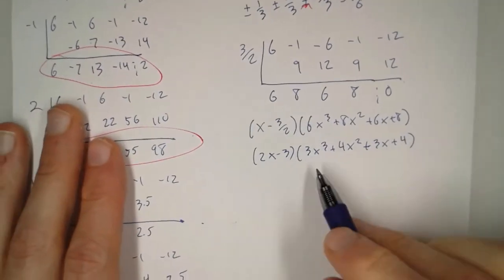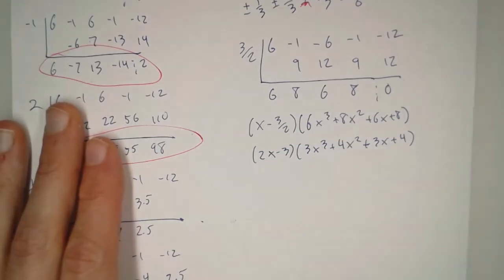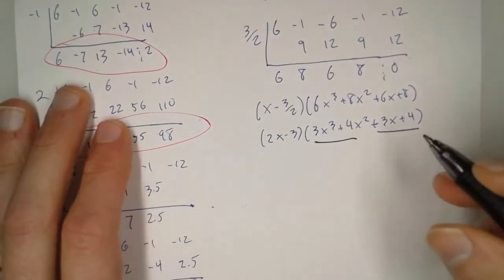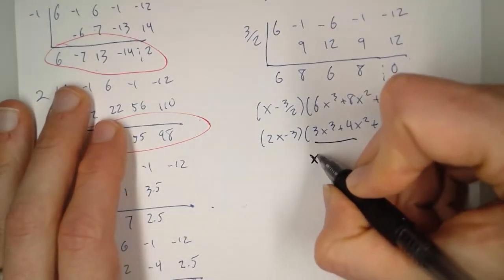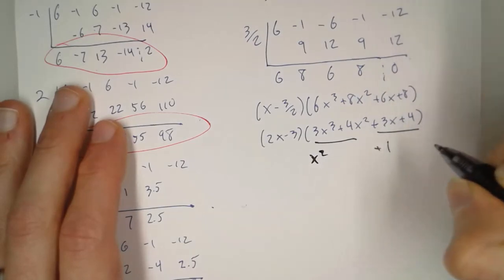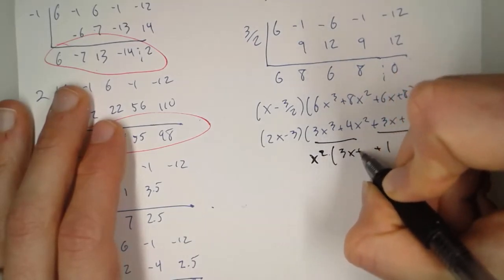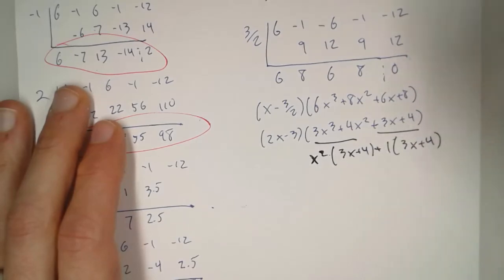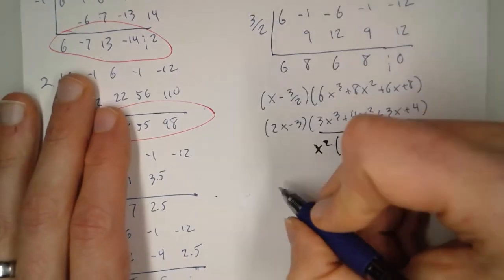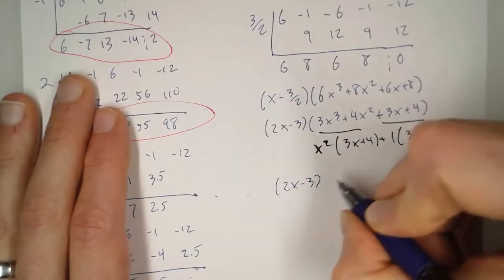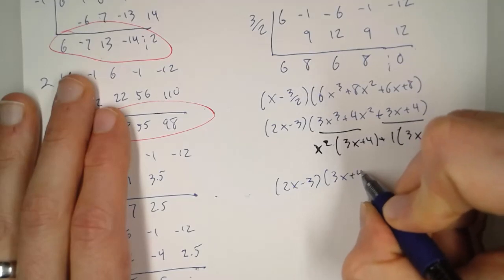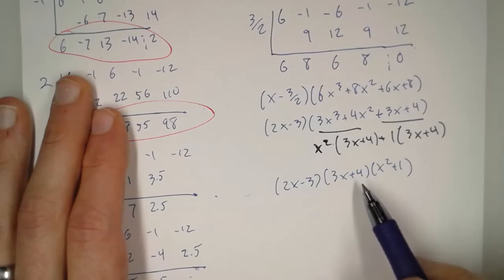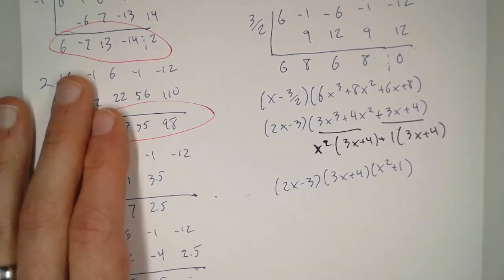And at this point, we can just factor this by grouping, because both of these are going to group the same way. I can take out an x squared here, and I can take out a 1 here. And this leaves me with 3x plus 4, and this leaves me with 3x plus 4. So this is going to factor into 2x minus 3, 3x plus 4, and x squared plus 1. So the other one was -4/3.